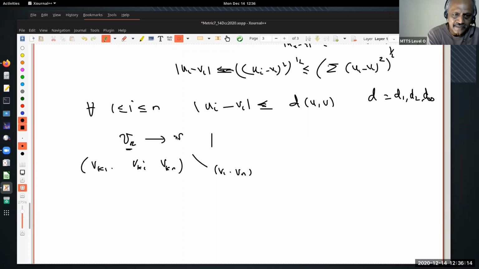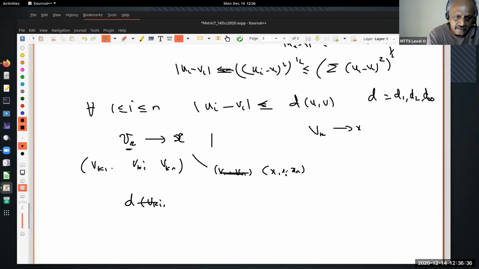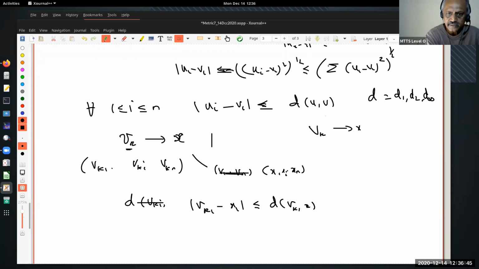You follow that? Yeah. So let me call the limit x, as x1 to xn. Suppose vk converges to x. Then what happens? I write vk as vk1, vki, vkn, and this one is x1, x2, xi, xn. Then mod vki minus xi is less than or equal to the distance between vk and x. This is by this.